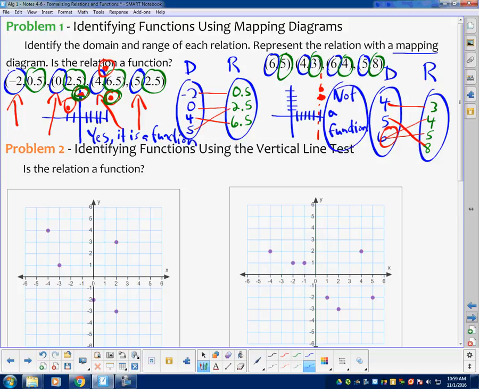This one, yes, it is a function. So over here you can see that there are no 2 branches going from the same first coordinate or domain coordinate, so we're okay there. So when you see this little scenario right here, it's not a function.